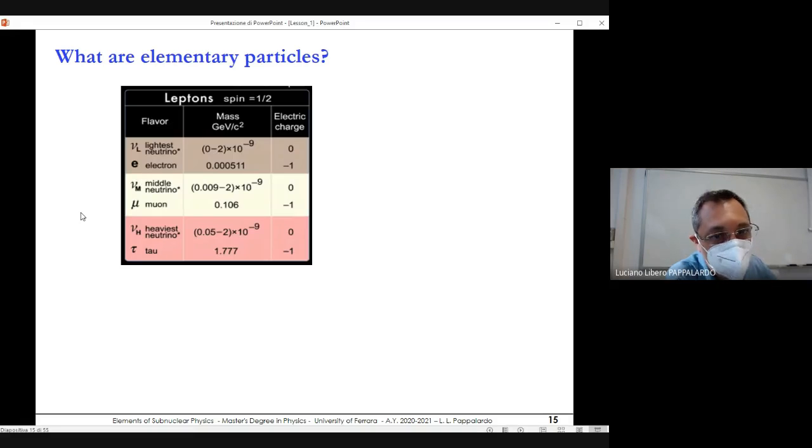The masses are very different, as you can see from the second column. The electron is a very light object, as you know, it is only half an MeV in mass, but the muon is of the order of 200 times heavier than the electron, so 105, 106 MeV, and the tau is even much heavier. It's essentially 1.8 GeV, so essentially twice the mass of the proton.